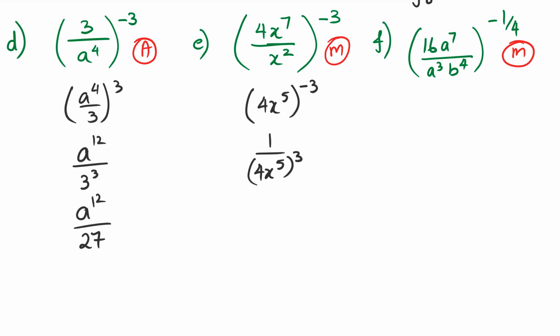All right. So what we have is 4 has got a power of 1. So we're going to rewrite this as 1 over 4 to the power of 1 times 3, which is 3. And then x to the power of 5 times 3, which is 15. And then 4 cubed is 64. So this is going to become 64x to the power of 15.